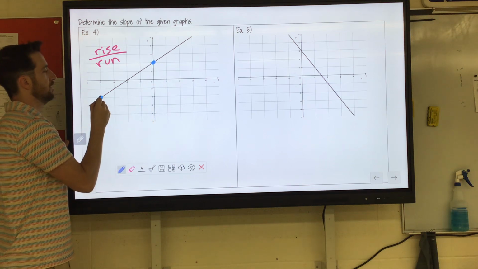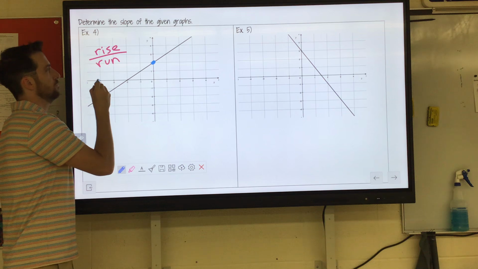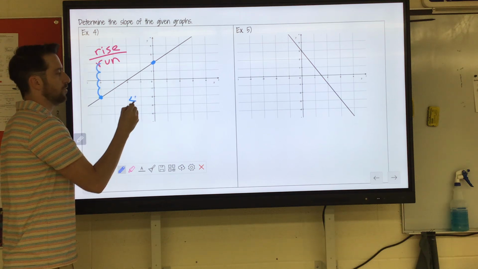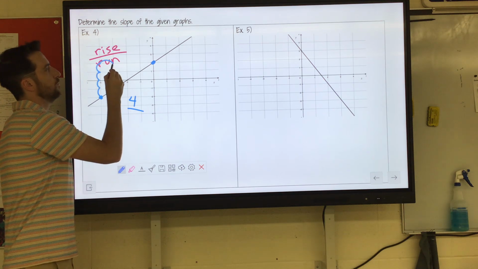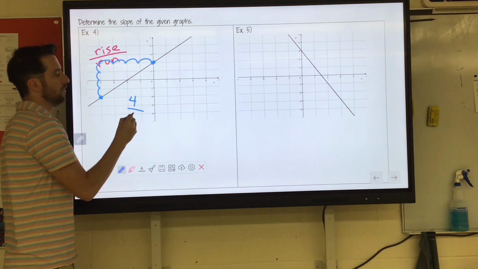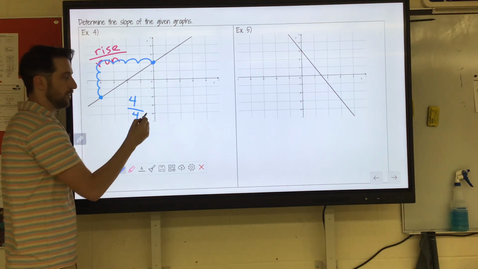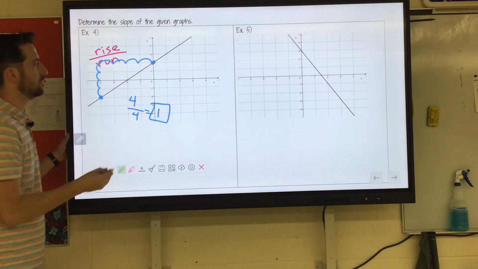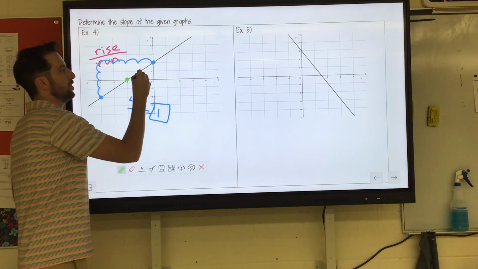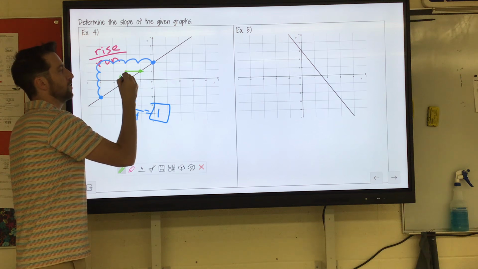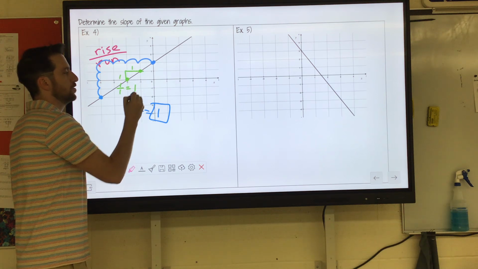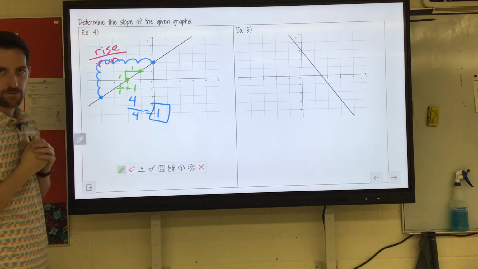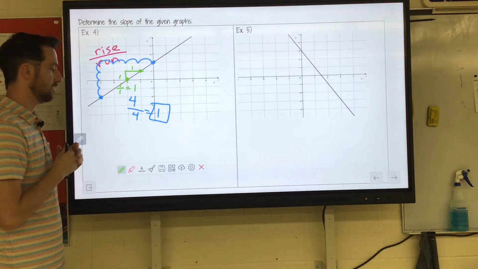So we're rising up 1, 2, 3, 4. We went up 4. We're going over 1, 2, 3, 4. 4 over 4, and then you simplify it. It simplifies to 1. That's it. Now you could take any 2 points, this point and this point. It's up 1, over 1, which also simplifies to 1. It works for all of them with linear functions like this.